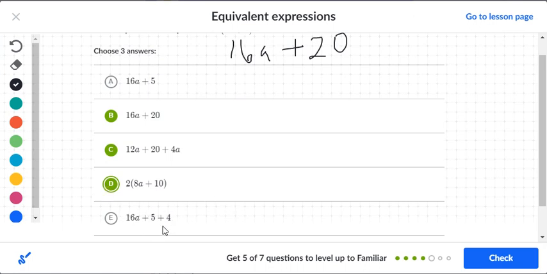Well, let's see if it is incorrect. Well, we do have a 16a, but notice that they're adding, not multiplying, because 5 plus 4 is 9, not 5 times 4 is 20, so this is addition, so that's incorrect. So only B, C, and D.